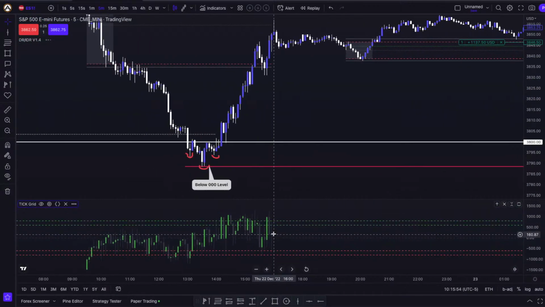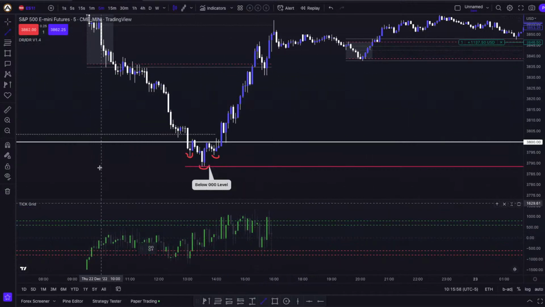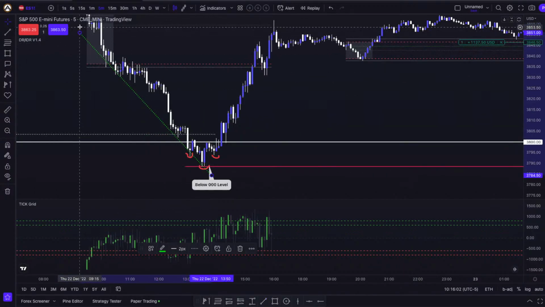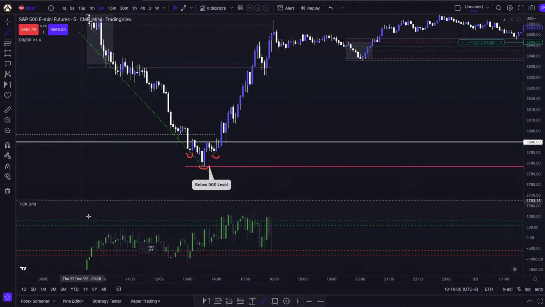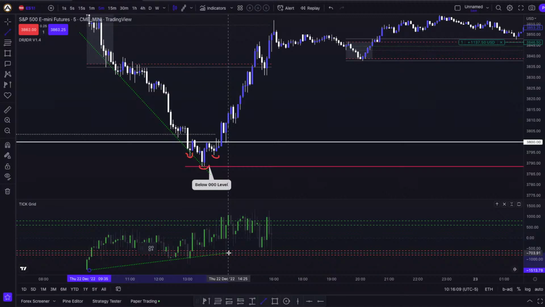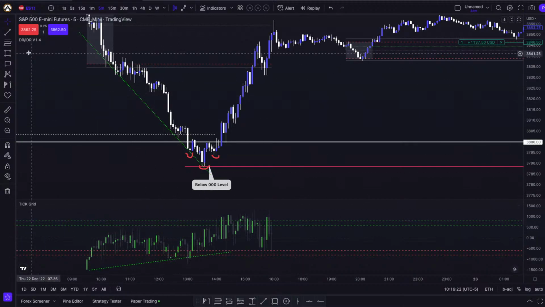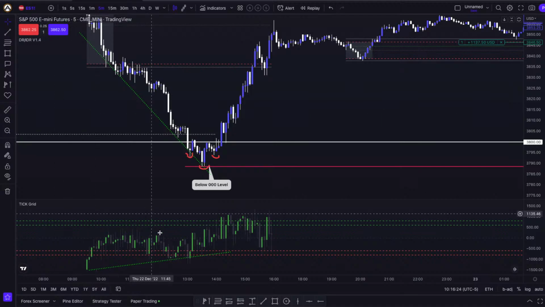So the market opened up. And basically what we saw is that while the market continued making lower lows and lower highs right here on its move to the downside, the tick grid started to form higher highs and higher lows at the same time. So basically what we had here was a massive divergence between the S&P, I'd say the leading index, compared to all the equities that are actually inside the S&P 500.